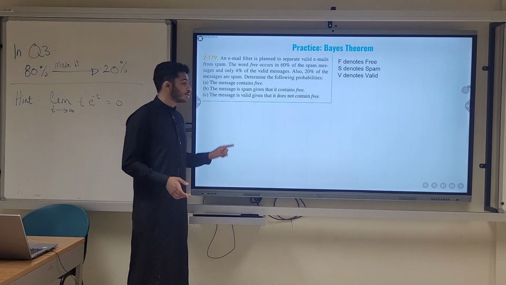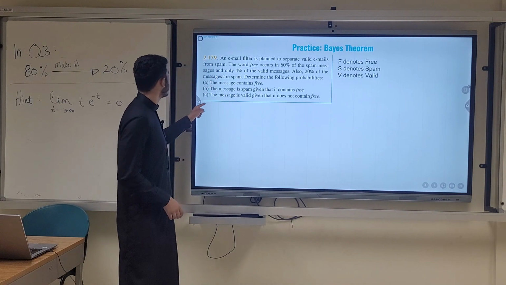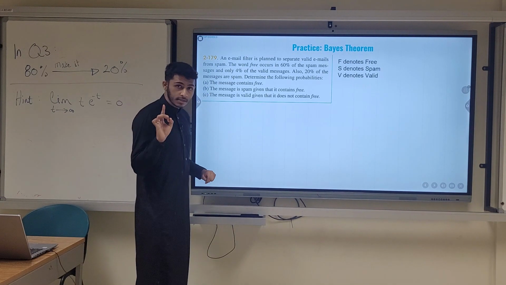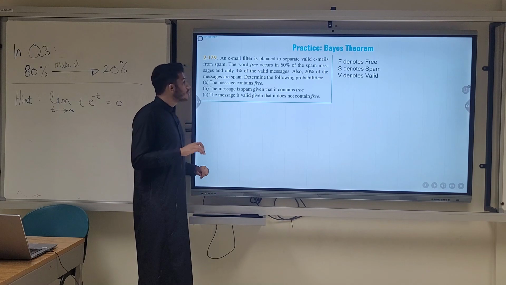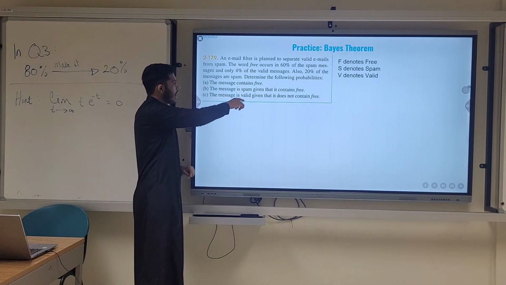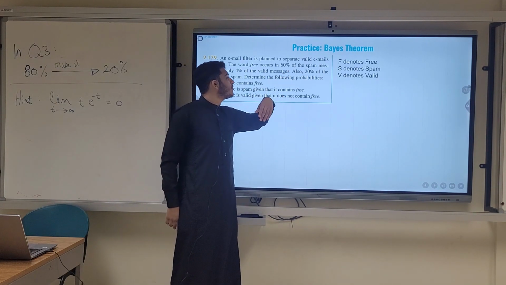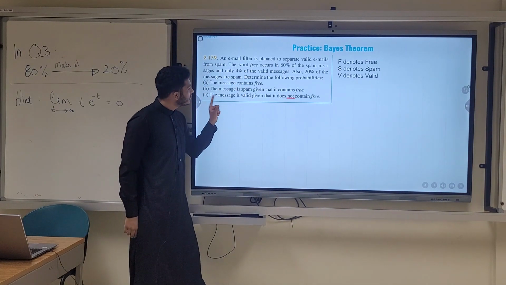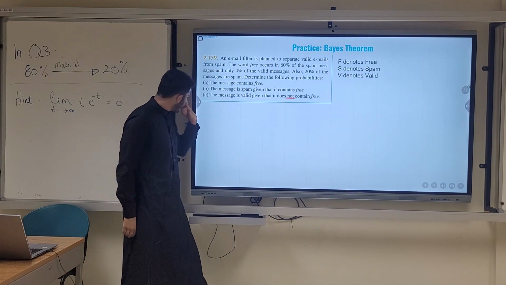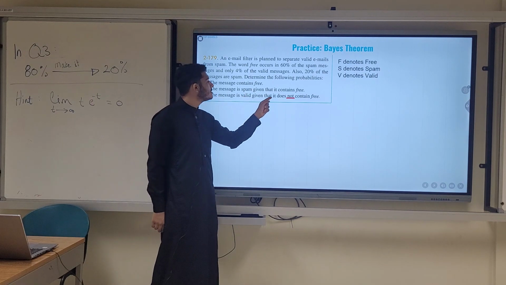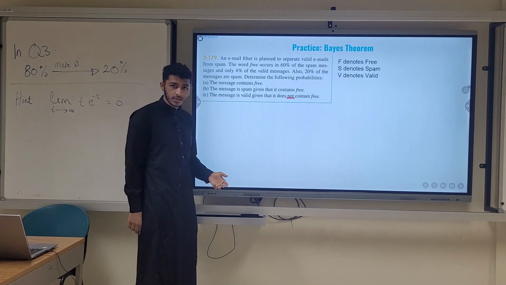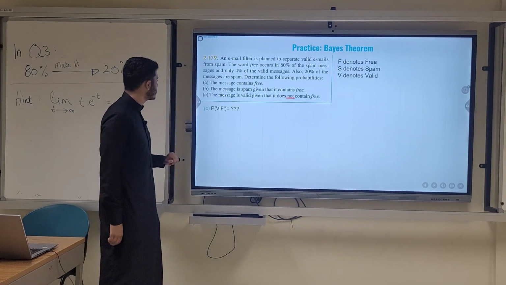Now let's solve the last question, which is question C here. The message is valid given that it does not contain the word free. So here we have defined our event to contain free, but this question wants the probability that the message is valid given that it does not contain free. So how can we denote it so we can solve it? We can denote it like this.